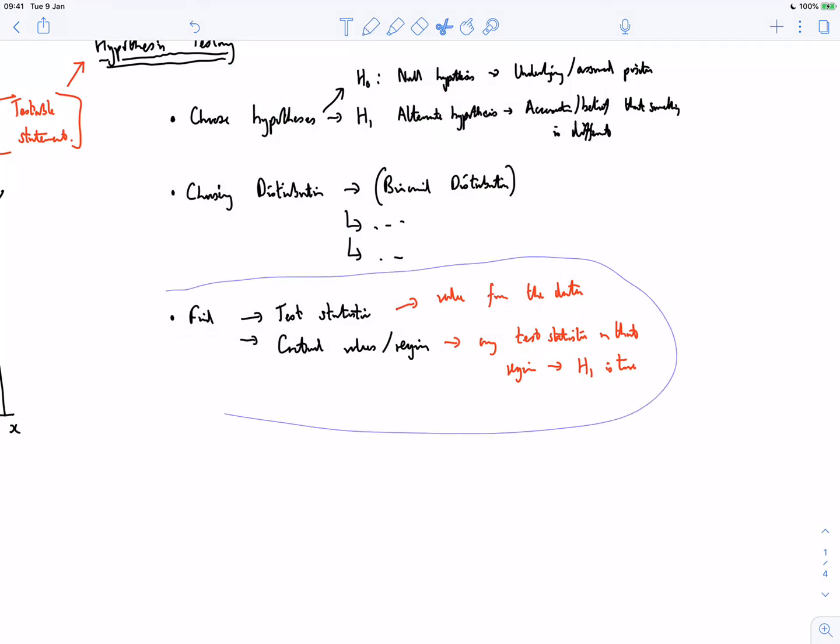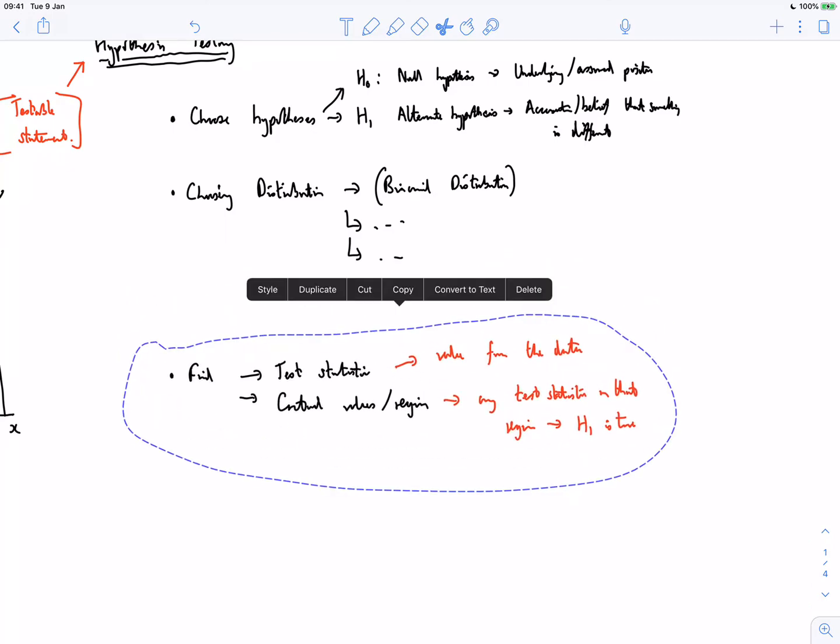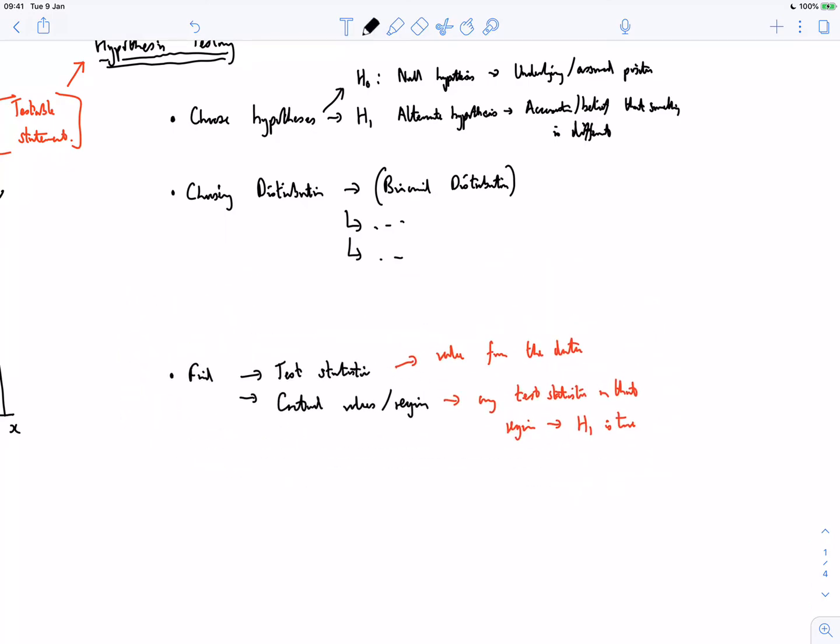Before we can find the critical regions and so on, we really need to have our significance level. And typically that's around 5%, but it could be 1%, it could be 10%, it could be lots of different values.